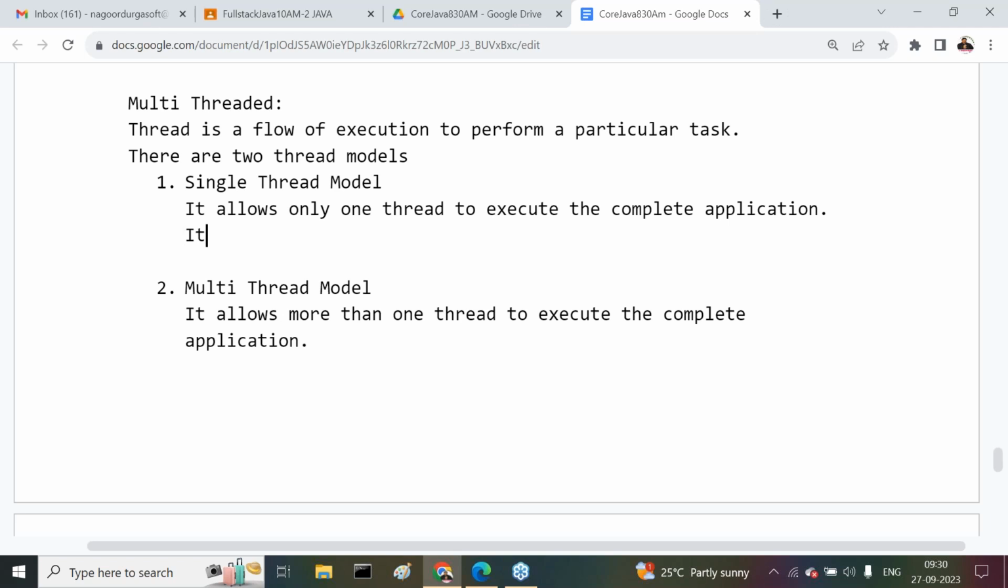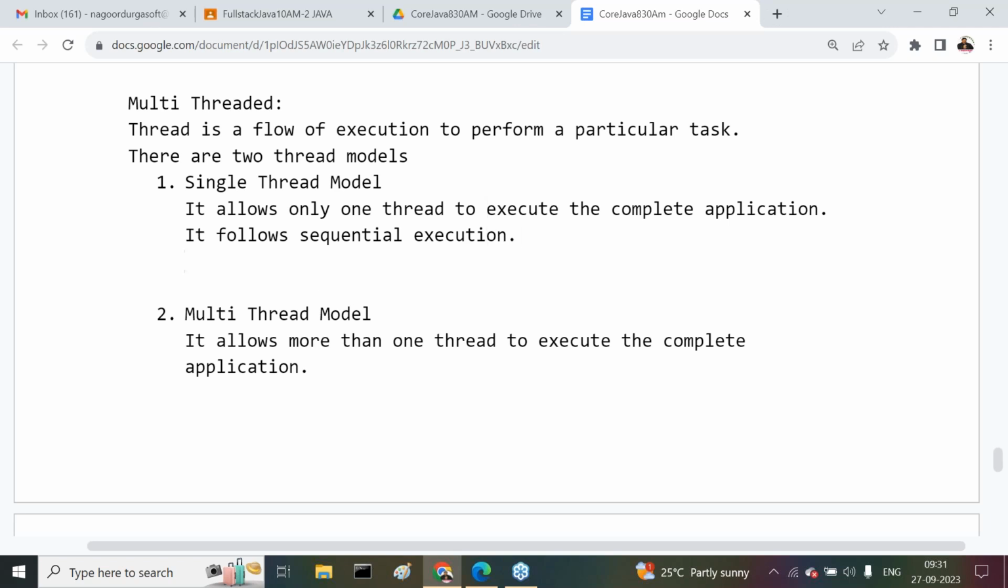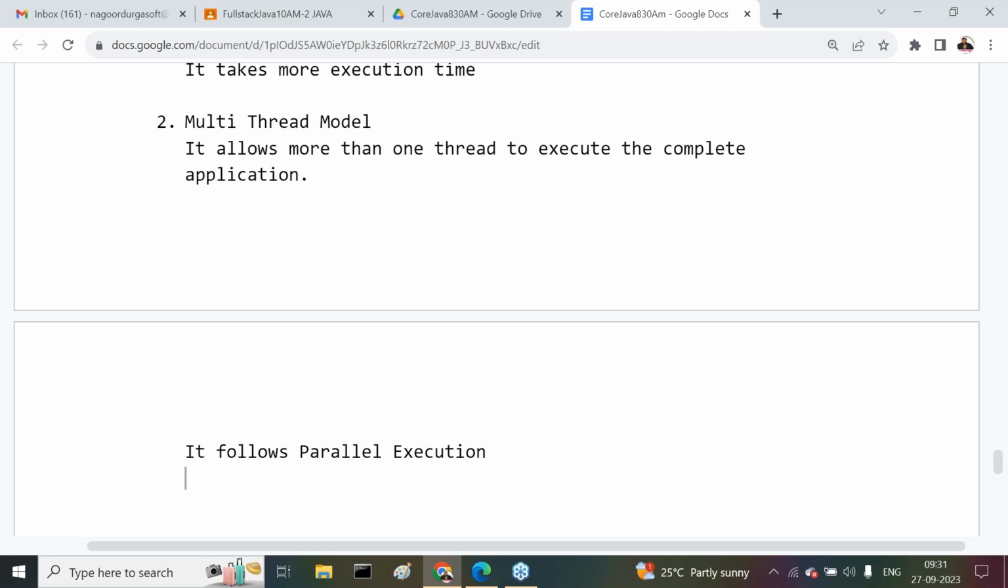The single thread model follows sequential execution. It follows what execution? Sequential execution. But in the case of the multi-thread model, it follows parallel execution. Understand it clearly. In the single thread model, when it follows sequential execution, it takes more execution time. In the multi-thread model, it takes less execution time.